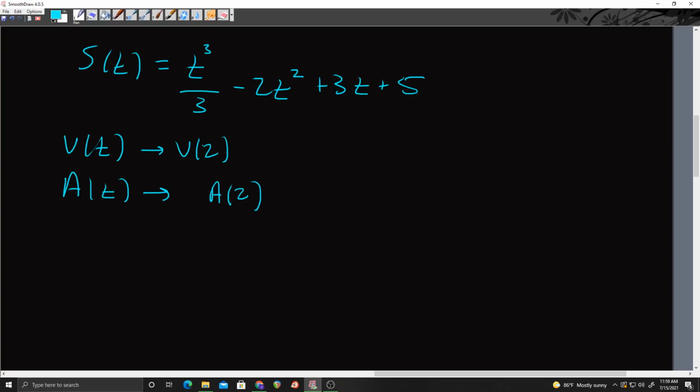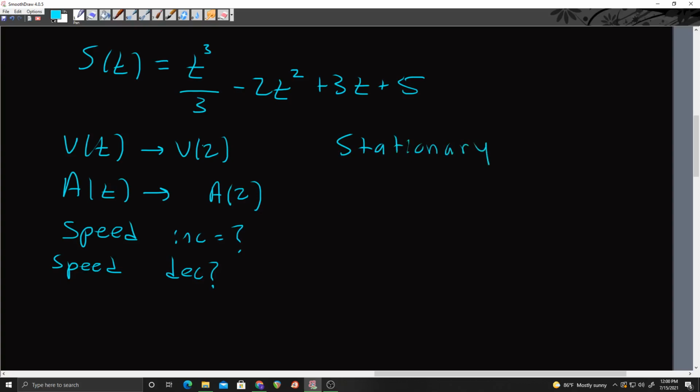But then we also have, when is the speed increasing? When is the speed decreasing? And we can also ask stuff like this: when is the thing stationary? Very common questions here. This is very typical type of stuff.